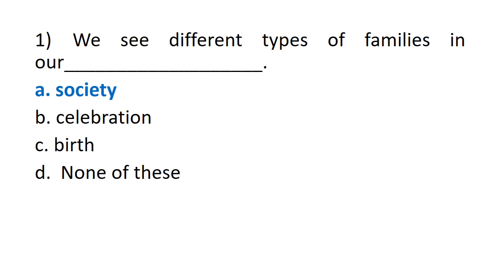The next option is celebration. Celebration is the act of doing something enjoyable, and children, you invite your friends, neighbors, relatives. But all the different types of families may not be seen there. And birth, again, it is an occasion to celebrate, and you celebrate this occasion by inviting people, and it may not be necessary that all the different types of families are present in the occasion. So the right answer to this question is society.